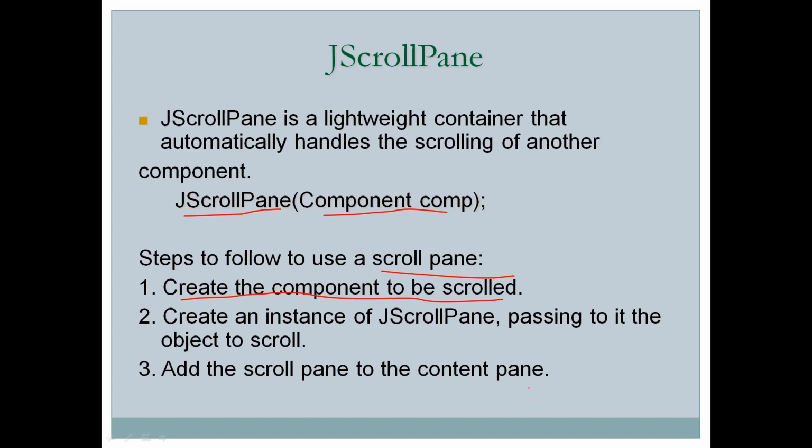Then create the instance of JScrollPane, passing to it the object to scroll. We have to pass an object to it on which we need a scroll bar. And lastly, add the scroll pane to the content pane, or add the scroll pane on the actual container, that is the top level container. Now let us go through an example to add a scroll pane.